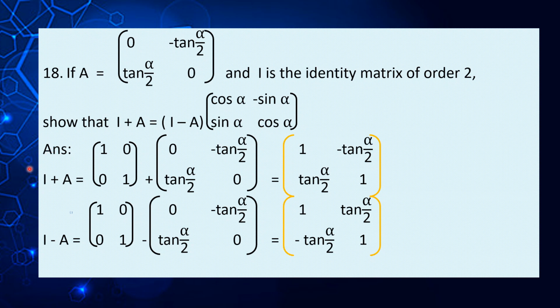Answer. First, we would find the value of I plus A, that is 1, 0, 0, 1 plus 0, minus tan alpha by 2, tan alpha by 2, 0, which would give us the value 1, minus tan alpha by 2, tan alpha by 2, 1. And similarly, we would find the value of I minus A, that is this one. That would give us the value 1, tan alpha by 2, minus tan alpha by 2, 1.